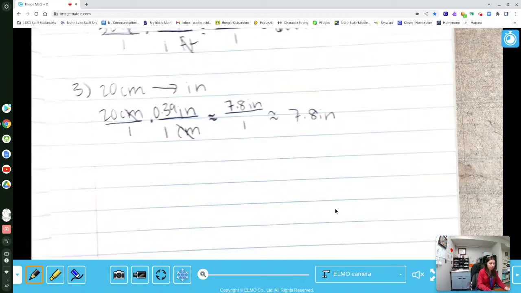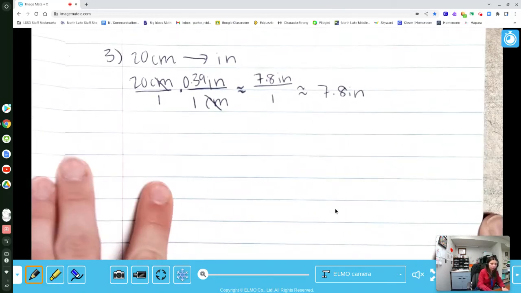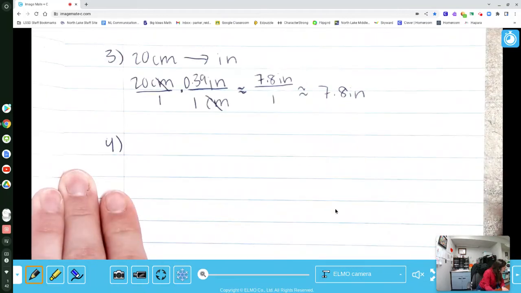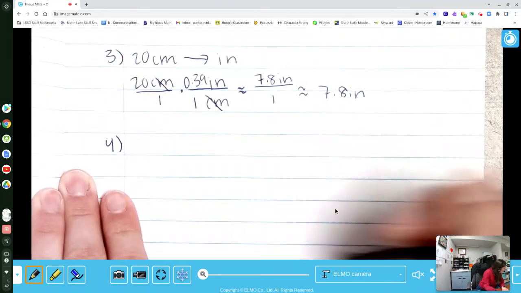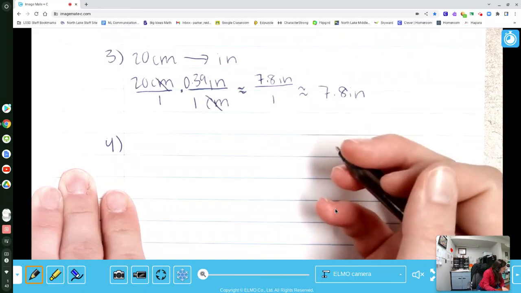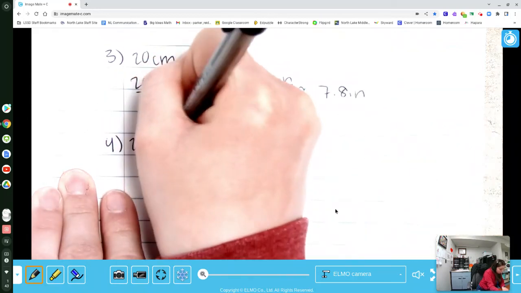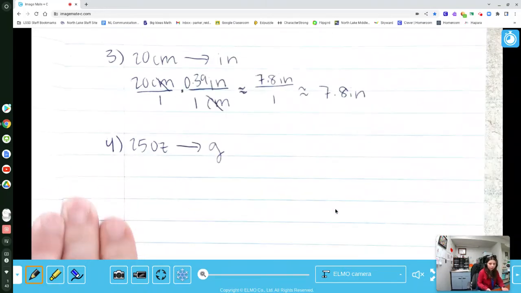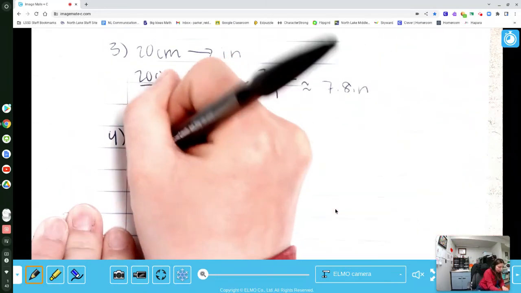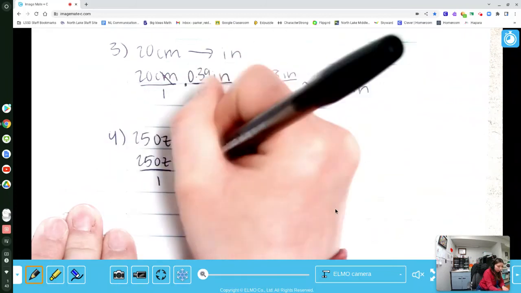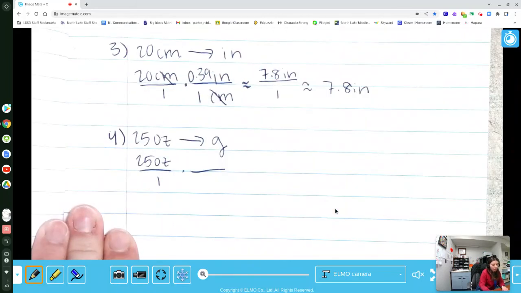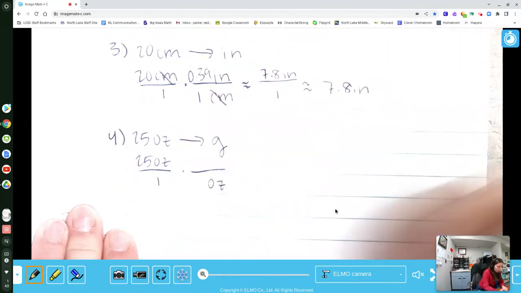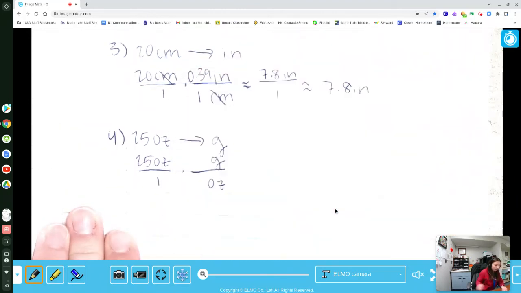Okay, and let's just do maybe about one more. Example 4. This time we are going to change 25 ounces into grams. So I'm going to start with my 25 ounces, my original amount. It's going to need to be a fraction, so over 1. I'm going to multiply it by a conversion factor. So I want ounces to go away, so I need to cross cancel the ounces, and I want to replace it with grams. So grams are going to go here.